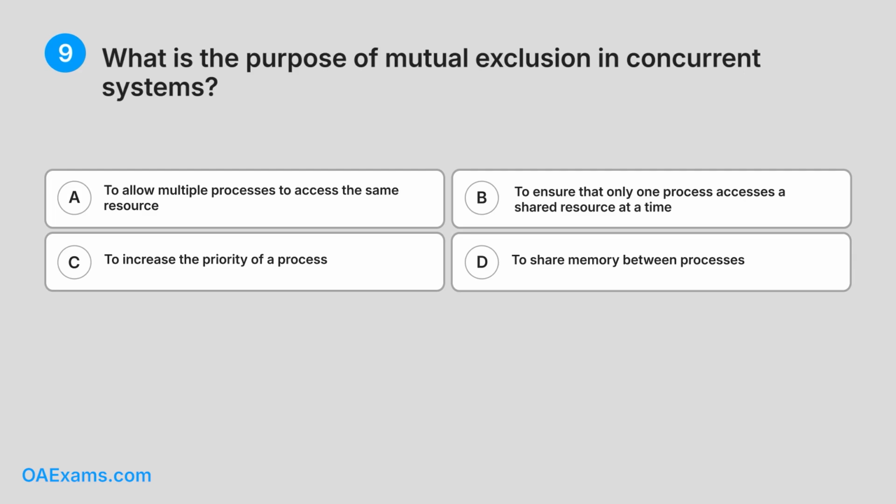9. What is the purpose of mutual exclusion in concurrent systems? A. To allow multiple processes to access the same resource. B. To ensure that only one process accesses a shared resource at a time. C. To increase the priority of a process. D. To share memory between processes. What do you think is the answer?